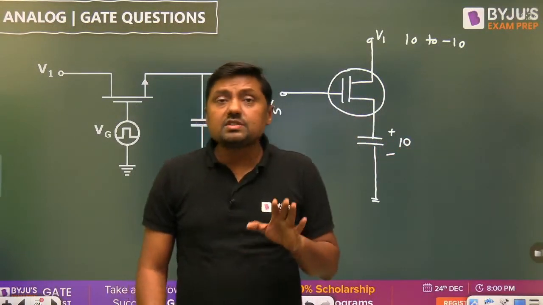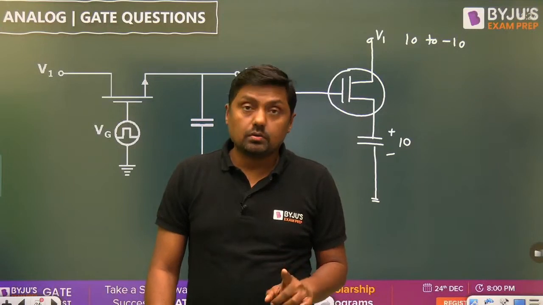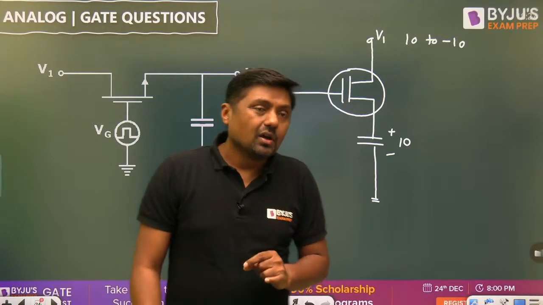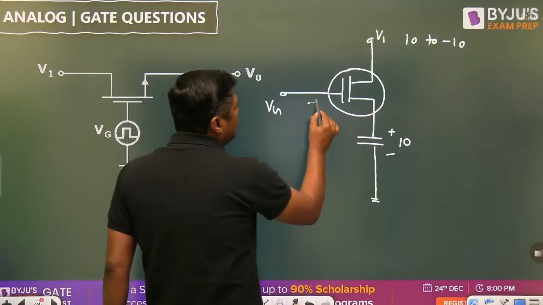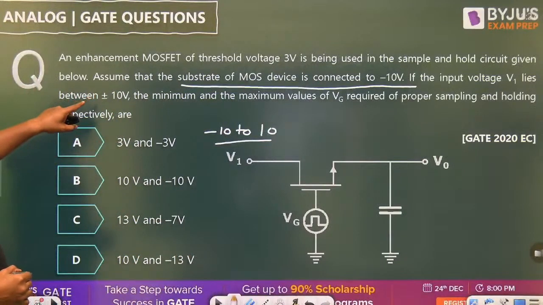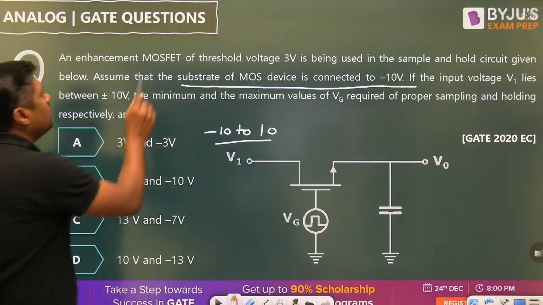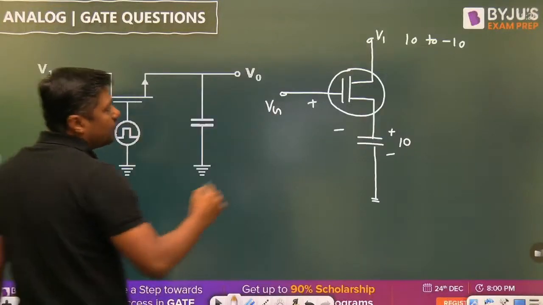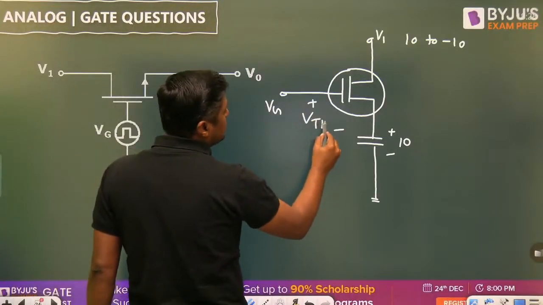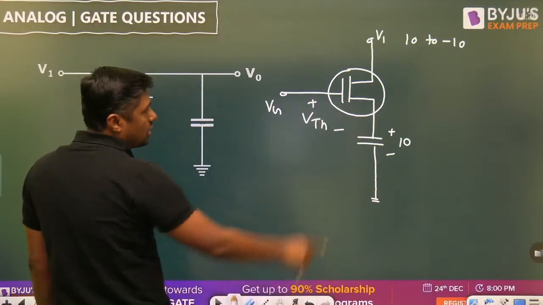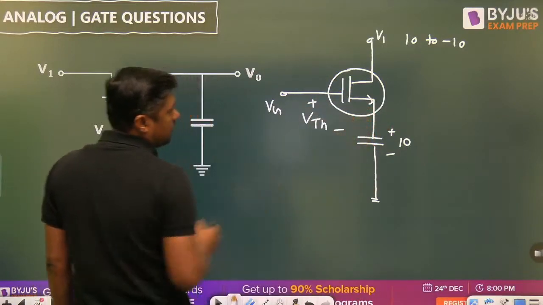At that time, the transistor should remain on. So what is the threshold voltage at this point? The minimum threshold voltage is given as 3 volt. Vt is given as 3 volt. You have to maintain the minimum voltage at this point, that is the threshold voltage, so the transistor or MOSFET will remain in the on position, because it will try to make it off.